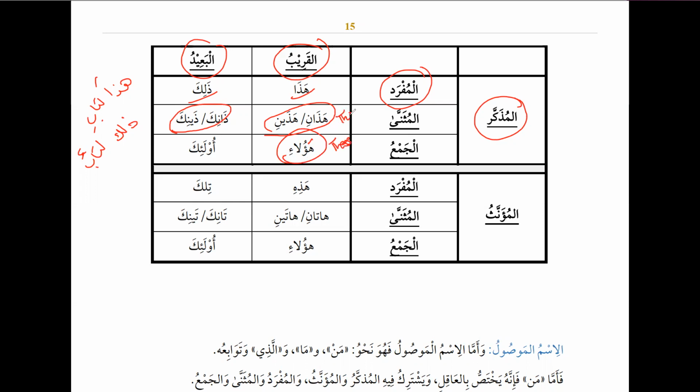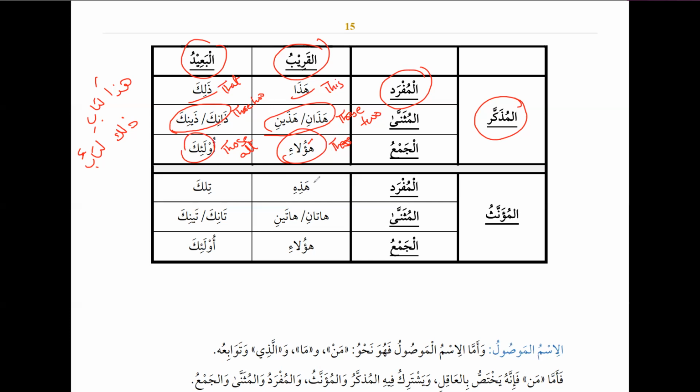And this is for the nearby objects, these. This is also these two. And هذا means this. ذلك is that. Those two, masculine, and these. Oh, sorry. Those all. Those two and those all. Okay.